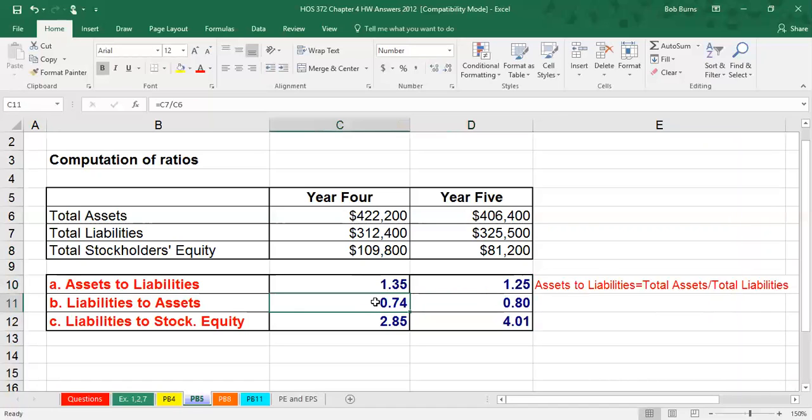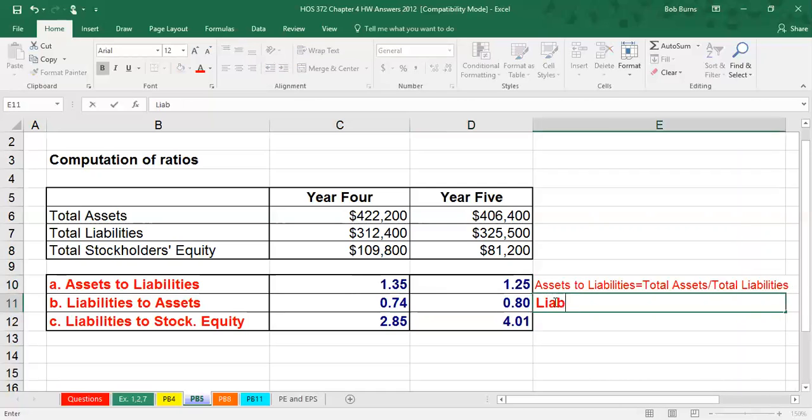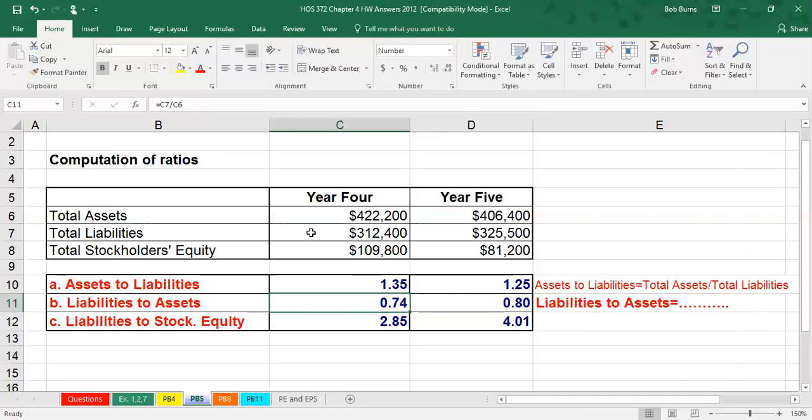As you do these, we'll do the next one. We'll make the note over here: liabilities to assets equals whatever it may be. In this case, it is total liabilities divided by total assets. It's the reverse of part A. What we did in part A is we divided total assets by total liabilities. In part B, we did the opposite. Then you go down to the next one. Guess what? It's division again.